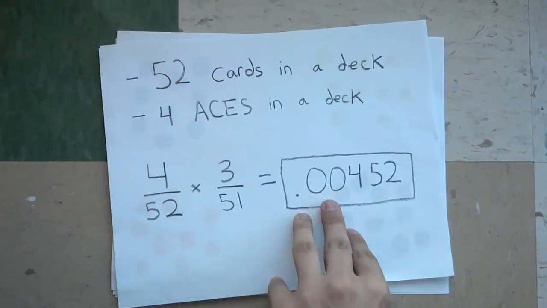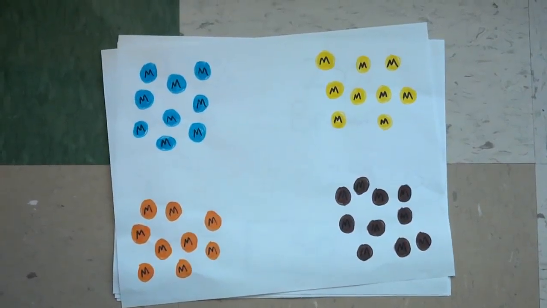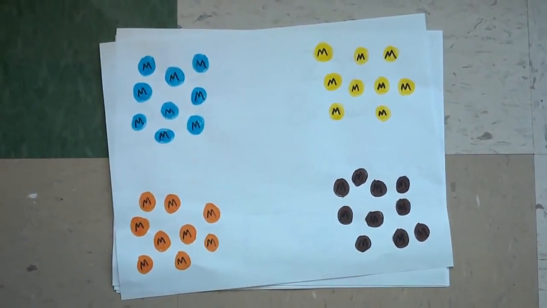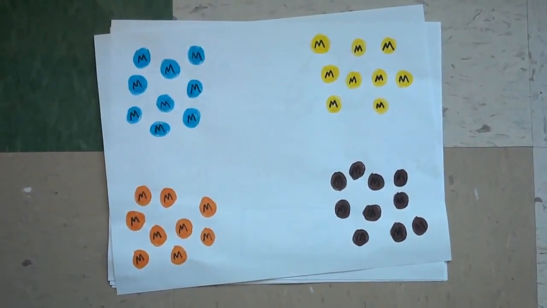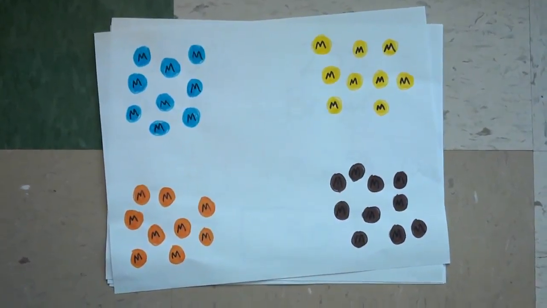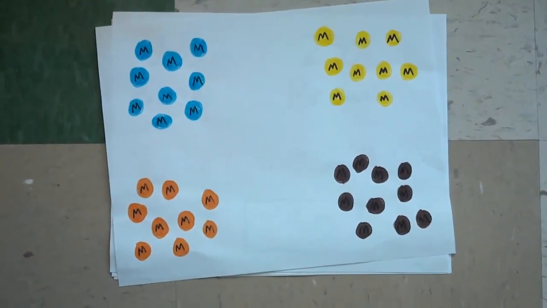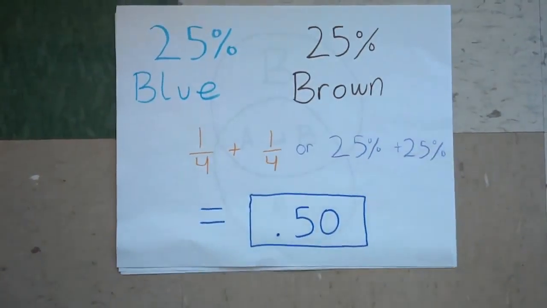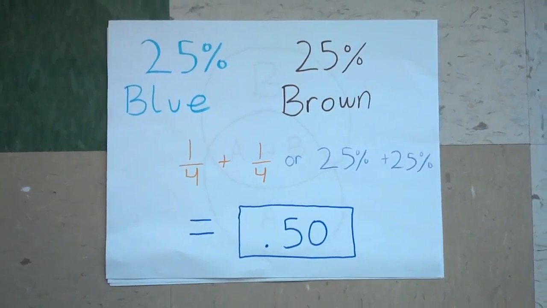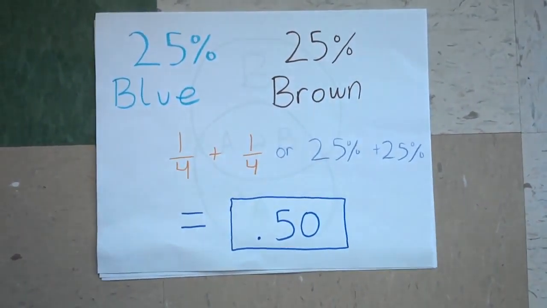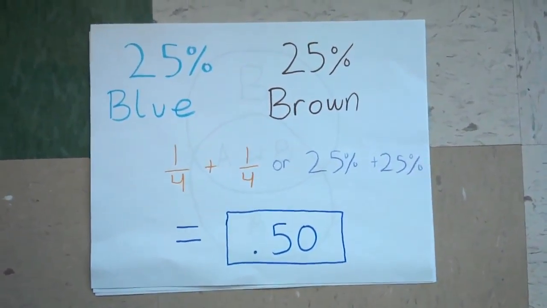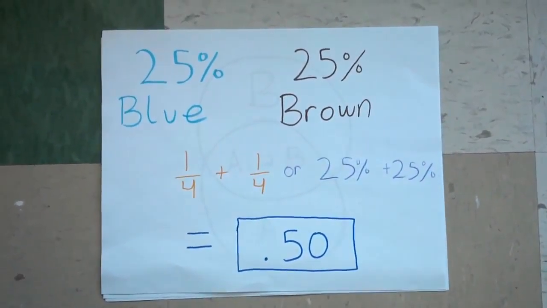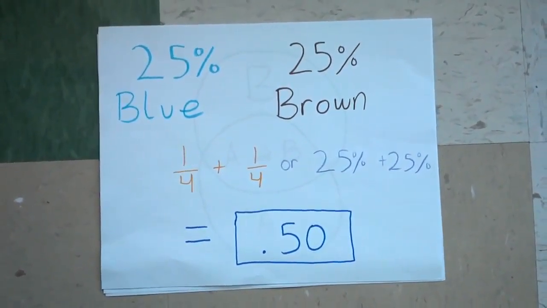Next, we'll look at the M&Ms to help explain the addition rule of independent events. Say 25% of M&Ms are blue and 25% are brown. What is the probability of picking either blue or brown? This is easy. Just add the probability of both. 25% plus 25% is 50% chance of picking one or the other.